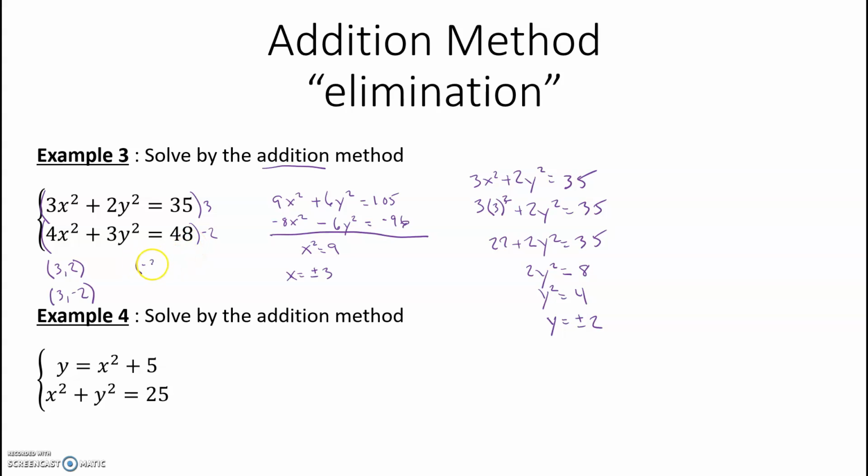So when you have -3, you could have +2 or -2 as well. So we actually had 4 answers to that one.